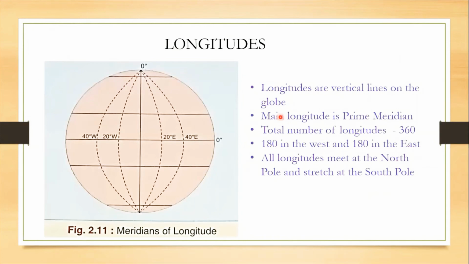Next is longitudes. You can see here the vertical lines drawn. These vertical lines drawn on a globe are known as the longitudes. The main longitude is known as the prime meridian, and the prime meridian is the most important longitude. Total number of longitudes are 360. That means 180 in the west and 180 in the east. All these longitudes meet at the same point, or start from the same point, that is the North Pole, and stretch to the South Pole.